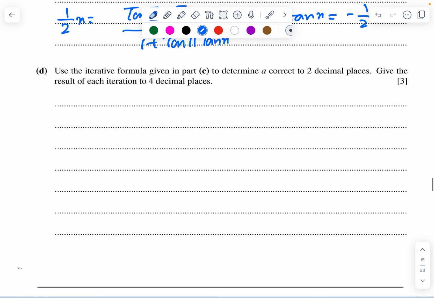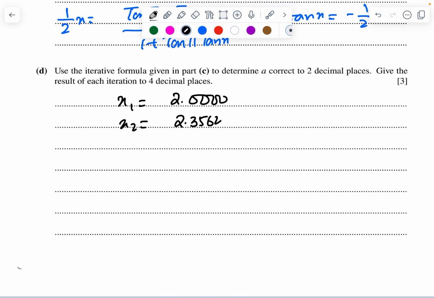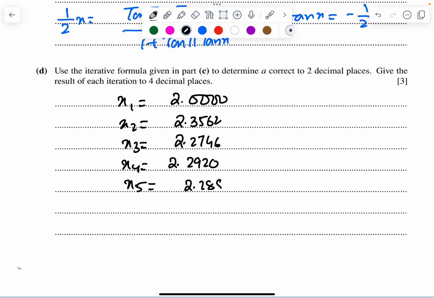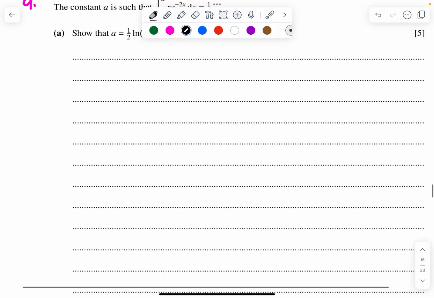Now start with the initial value as 2.0000. So you'll be getting 2.3562. The next, x3, becomes 2.2746. The next, x4, becomes 2.2920. x5 becomes 2.2883. x6 becomes 2.2891. So x4, x5 and x6 all round to 2.29 to 2 dp. So x equals 2.29.